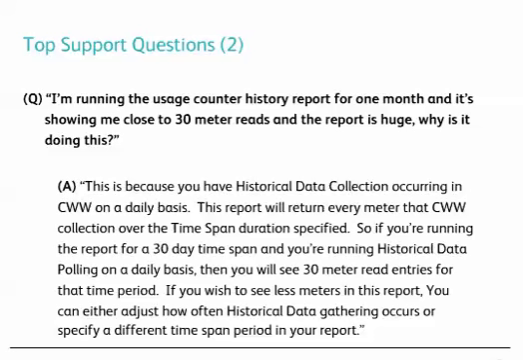So if you're running the report for a 30-day time span and you're running historical data polling on a daily basis, then you will see 30 meter read entries for that time period. If you wish to see fewer meters in this report, you can either adjust how often historical data gathering occurs or specify a different time span period in your report.